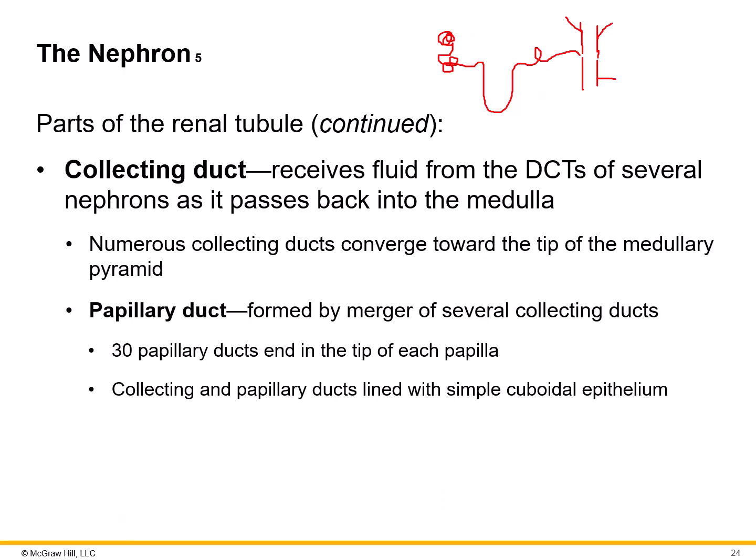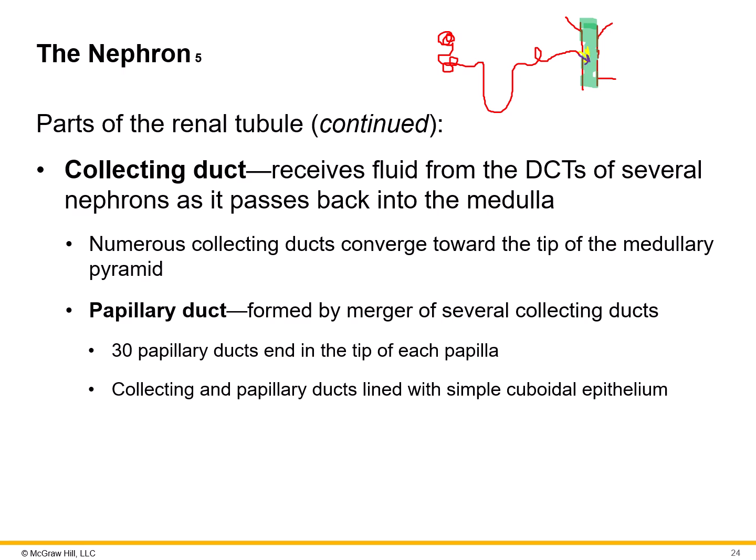All right, so we have reached the collecting duct. We have passed the distal convoluted tubule, and now we are in this portion right here. And just like the name suggests, the collecting duct is going to receive the fluid from our tubule, and it is going to collect it. It's going to collect that fluid and drain that fluid out of the kidney.